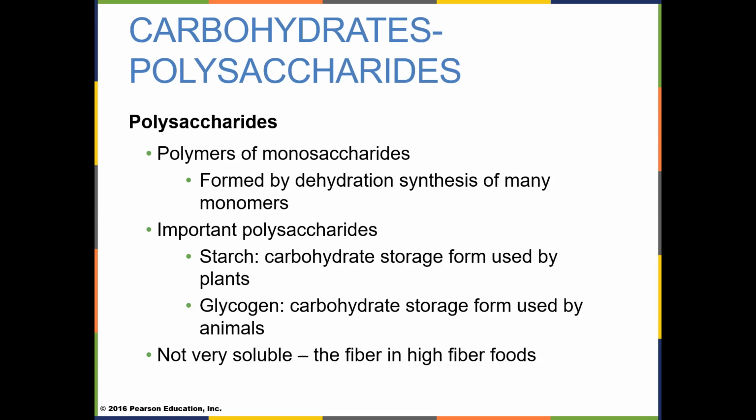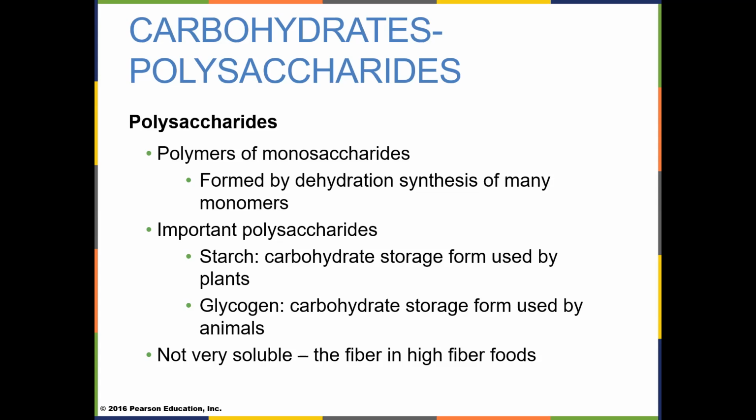Animals don't use starches. Humans don't use starches to store energy. We store our energy, our excess glucose, in the form of something called glycogen. Glycogen is a polysaccharide. When we take in excess glucose, excess in the sense that the cells take all they want, what's left over is converted to glycogen and stored in the muscle cells and in the liver.